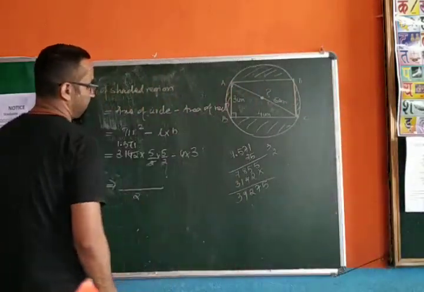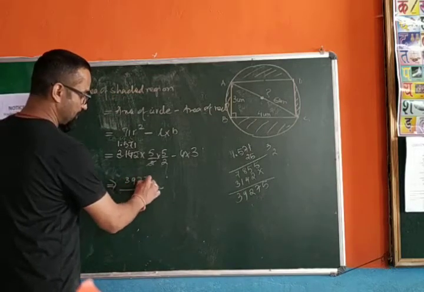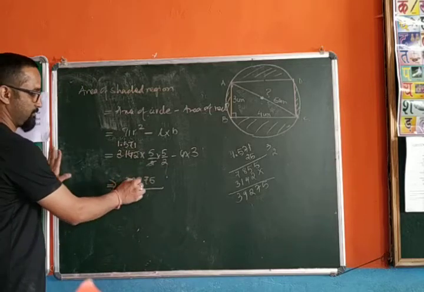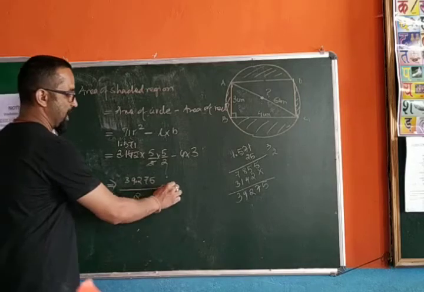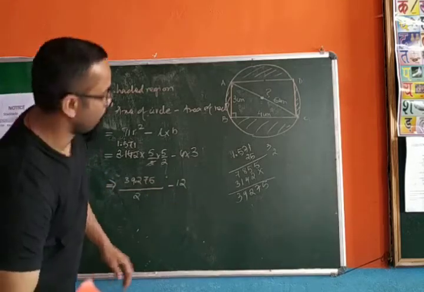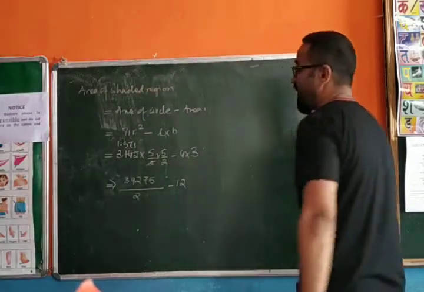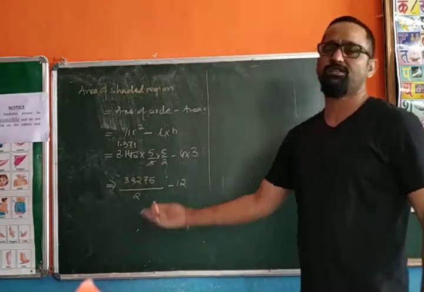So you write this value 39275. 3 places decimal. Minus 4 into 3 is 12. Now take LCM or divide this. Directly you can divide and subtract.